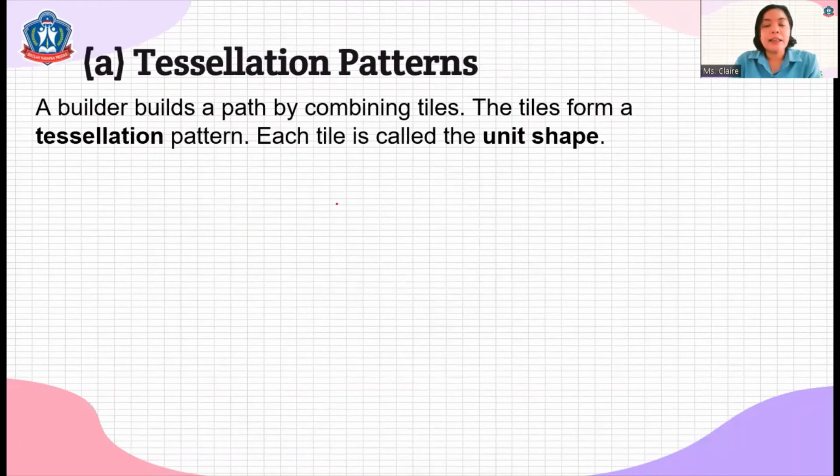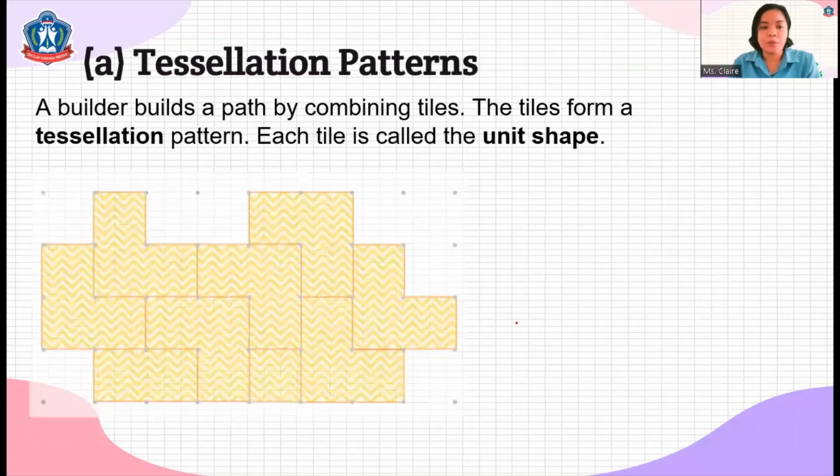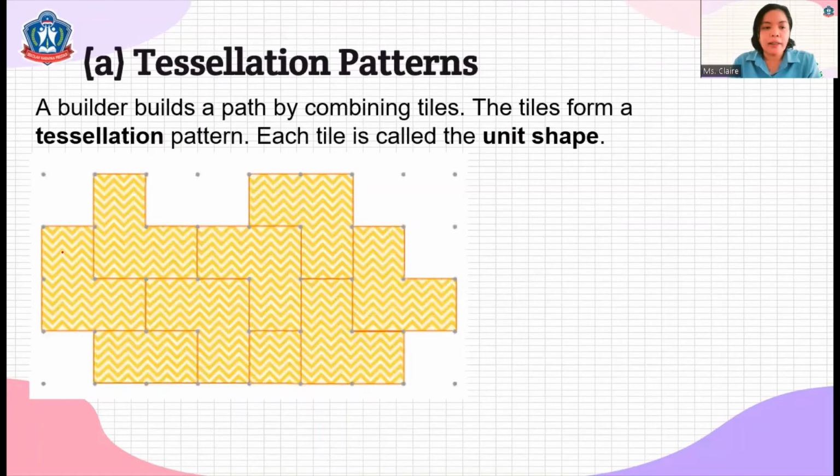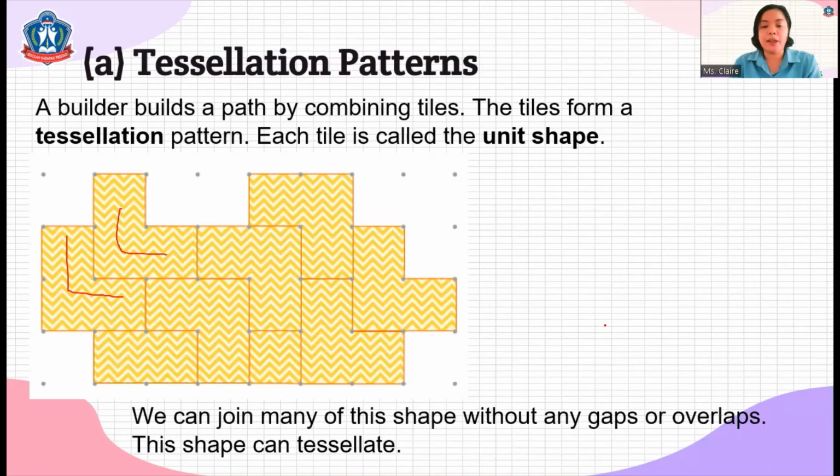Next, tessellation patterns. A builder builds a path by combining tiles. The tiles form a tessellation pattern. Each tile is called the unit shape. Take a look. This one here is what we call a unit shape. Then the builder combined it to make a path like this. So what have you observed?